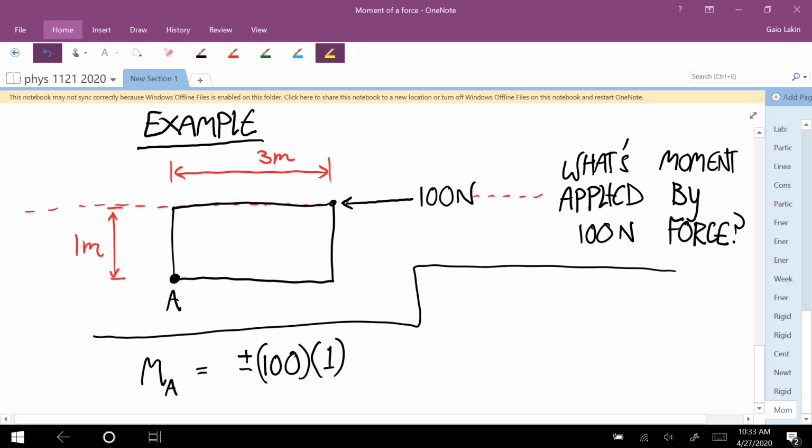And now we have to think, if you applied that force and there was nothing else preventing this rotation from happening, would that force make this rotate clockwise or counterclockwise? In this case, it would make it rotate counterclockwise. So we know the sign of this moment is positive. And so we get a moment of positive 100 Newton meters.